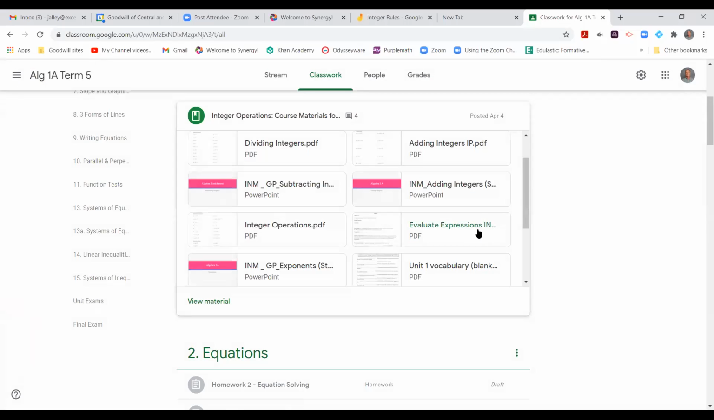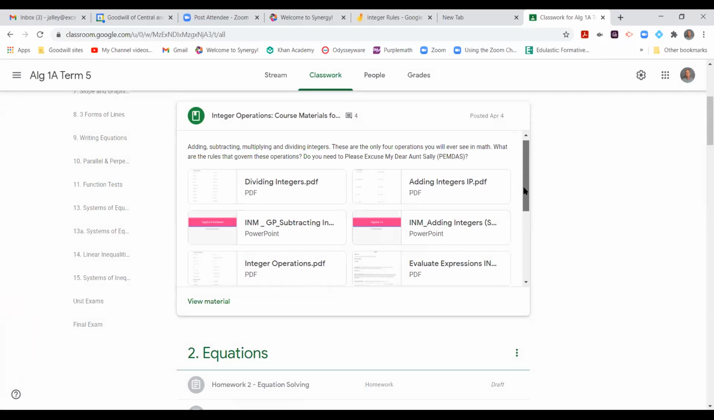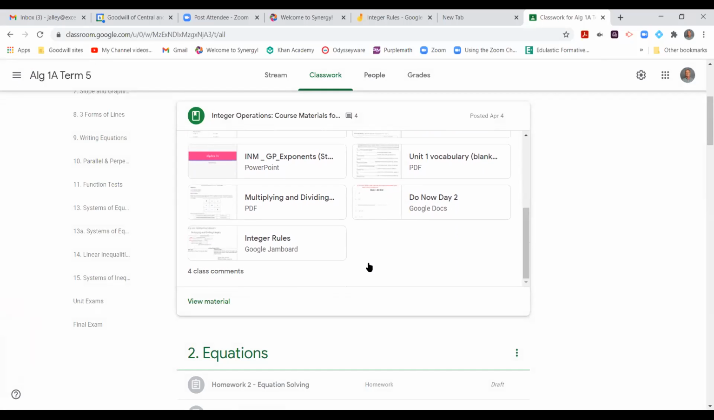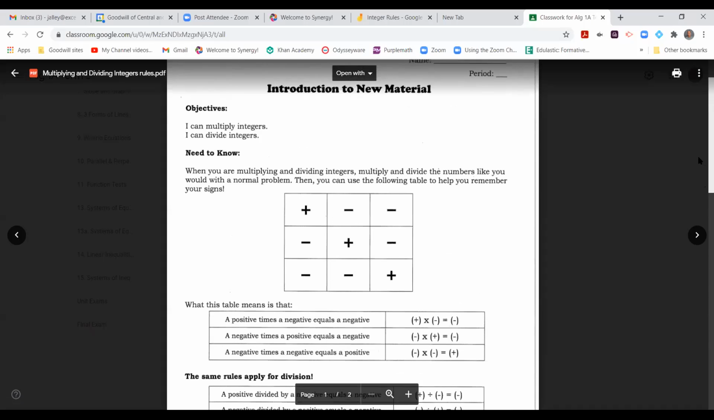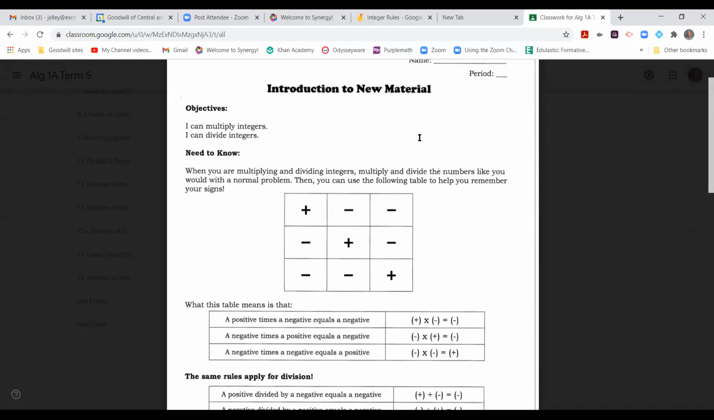The last two rules are the easiest. Anybody ever seen this diagram before with the pluses and minuses? Oh, I know you have, Thelma. It looks like a tic-tac-toe grid. But for multiplying, and this is only for multiplying and dividing. The reason I say these are the easiest is because it's only 2 and they're short.